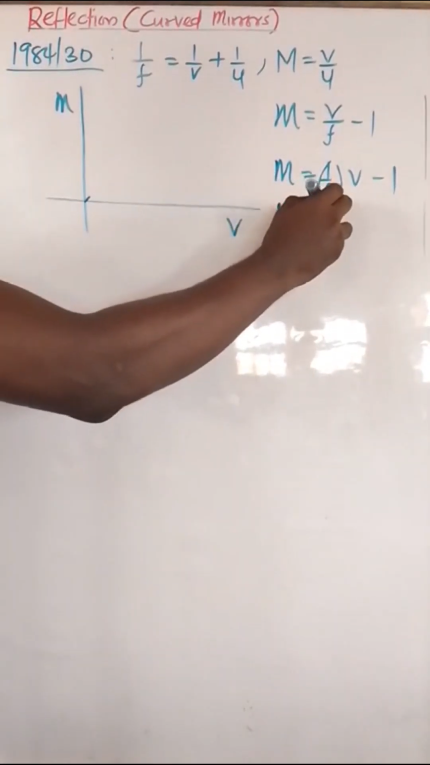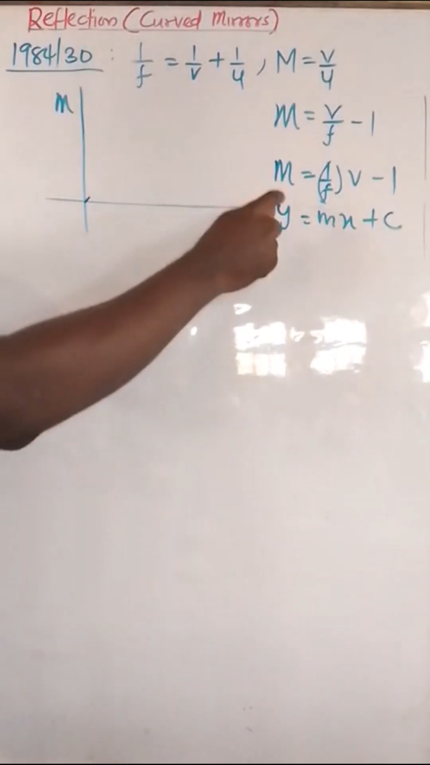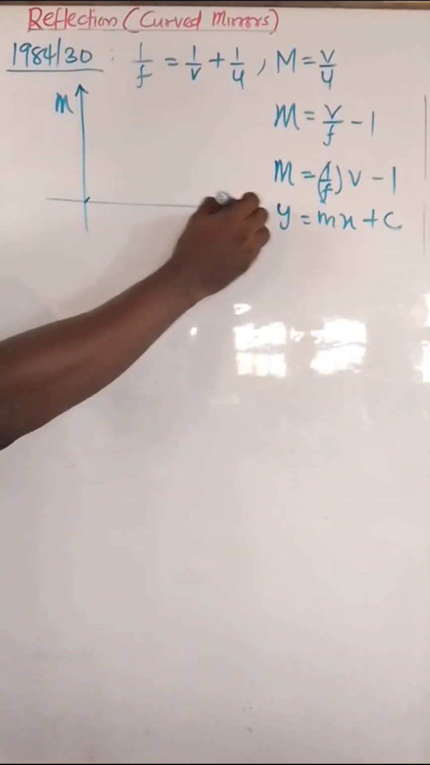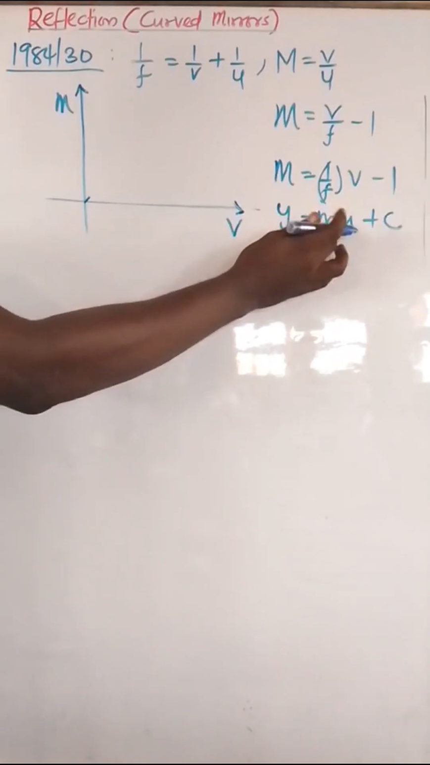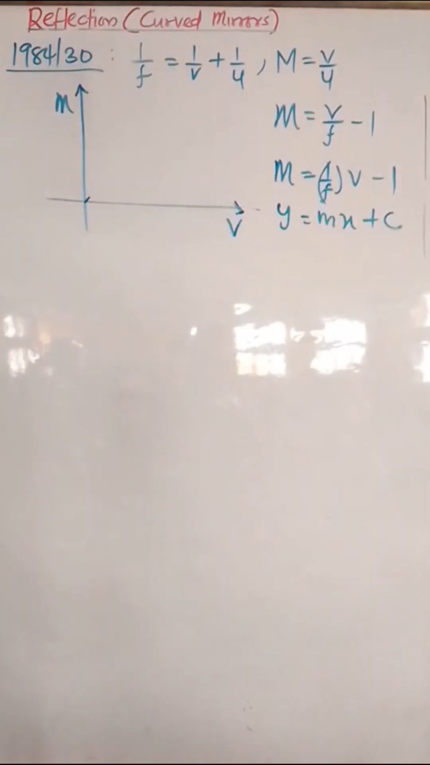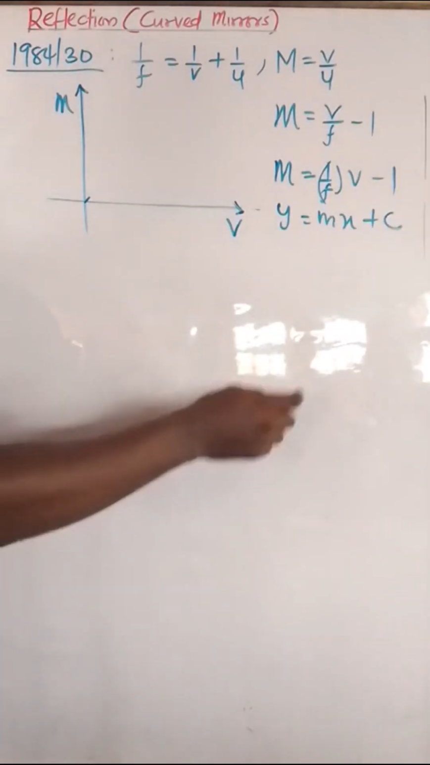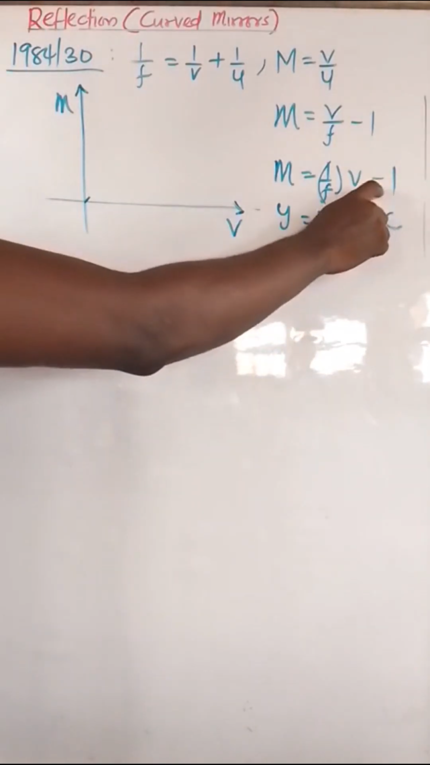Y equals mx plus c. If you sketch y, the y-axis represents magnification, and the x-axis represents V. Then the slope is 1 by F. Since F is constant for a particular mirror, we can apply this. This minus 1 is the intercept where it cuts the y-axis. So we are going to sketch a straight line graph that will cut the y-axis at minus 1.